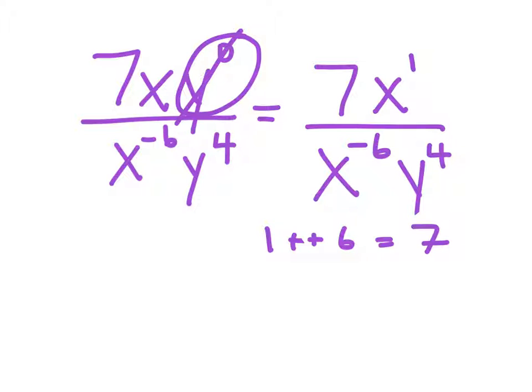If you did 1 minus negative 6, then it's going to go on the top. So you'll have x to the 7th power over y to the 4th.